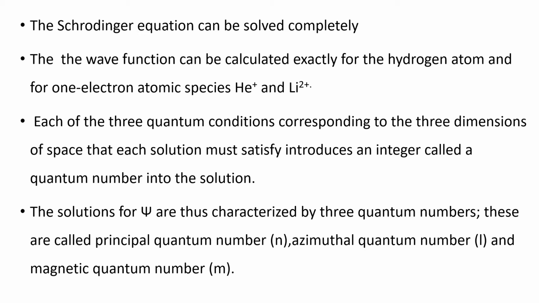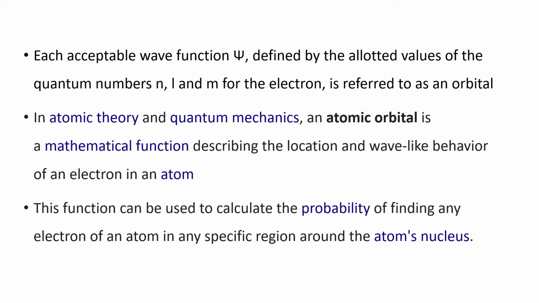Each of the three quantum conditions corresponding to the three dimensions of space that each solution must satisfy introduces an integer called a quantum number into the solution. The solutions for psi are characterized by three quantum numbers. These are called the principal quantum number, azimuthal quantum number, and magnetic quantum number. Each acceptable wave function psi, defined by the allotted values of the quantum numbers, principal quantum number n, azimuthal quantum number l, and magnetic quantum number m, for the electron is referred to as an orbital.